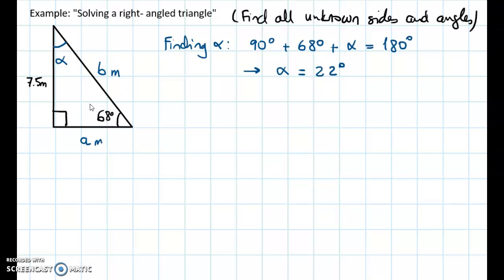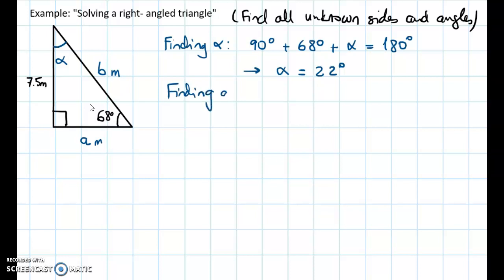So we are done with finding the angles. Now we know the three of them. Now we are going to apply trigonometry to find the sides that we are missing. We can choose which one we want to find first. Let's say we find A first.